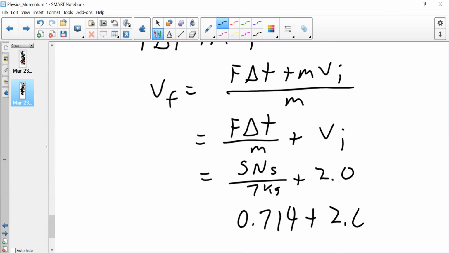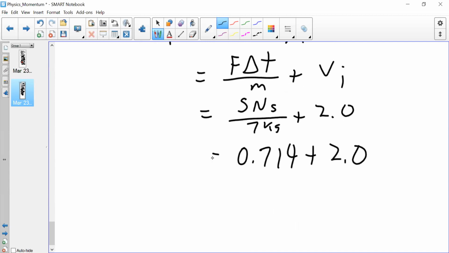.714 plus 2. And 2.7, as if it wasn't. And so it should make some sense. Everything's in a positive domain. It's been pushed to the right, and outside forces cause it to go from its initial speed to a final speed, still going to the right. So this answer should be positive, right? All right.